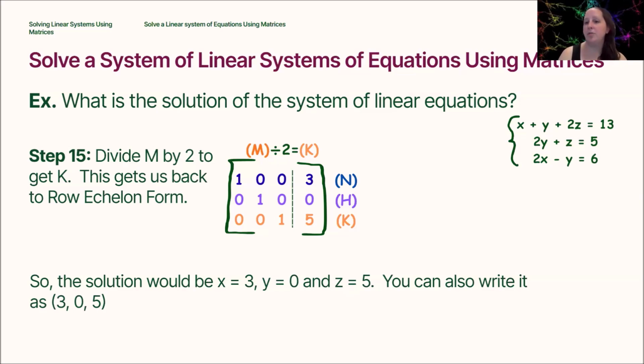You can always substitute these values back in and see if they work. I can put 3 in for X, 0 in for Y, and 5 in for Z into each of my equations, and I should get 13, 5, and 6 respectively.